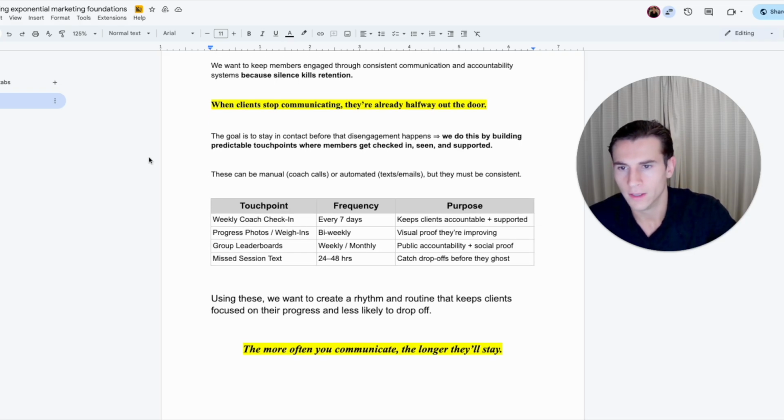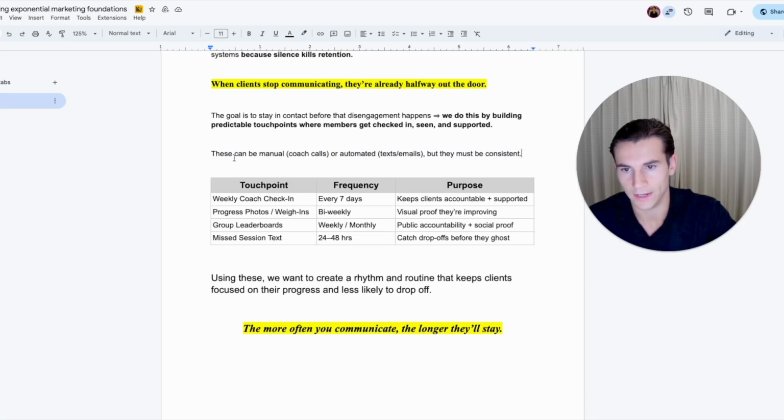Okay, so these can be manual coach calls or automated, but they must be consistent. A weekly coach check-in every 7 days keeps clients accountable and supported. Progress photos you can do bi-weekly. You can do a weekly or monthly group leaderboard. Missed session text, obviously you want to send that as soon as they miss the session. But this check-in can be done even more often than every 7 days.